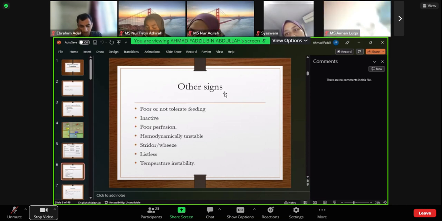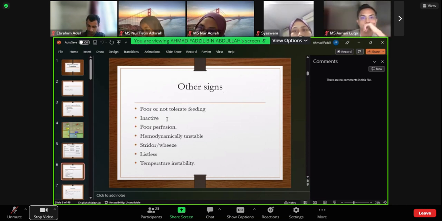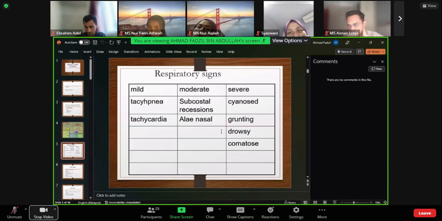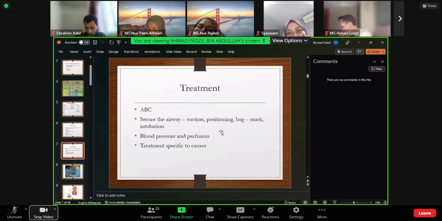The other signs which are non-specific are poor feeding, inactivity, poor perfusion, hemodynamic instability, stridor, weakness, listlessness, or temperature instability. All of these are non-specific compared to the ones above, which are quite specific. And then treatment-wise, always ABC: airway, breathing, and circulation. Secure the airway first, do the suction, position the baby properly, give bag and mask, and intubate. And then look at the breathing.